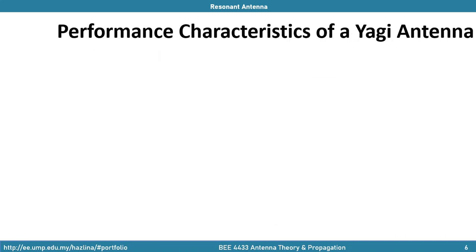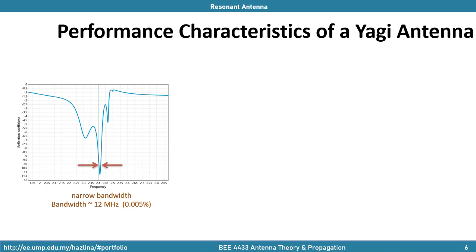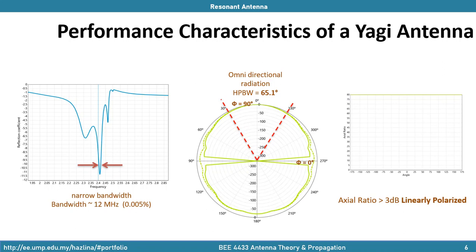Let's analyze the performance characteristics of a Yagi antenna that I have simulated earlier on. Operates at a Wi-Fi frequency range, 2.4 GHz. The antenna exhibits a very narrow band frequency response, approximately 12 MHz, equivalent to 5%. This antenna has a directional radiation with a half power beamwidth of 65.1 degrees. The antenna is linearly polarized, as the axial ratio is far beyond 3 decibel.